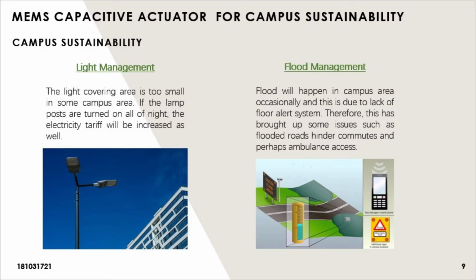In terms of light management, some areas might not have enough light source during nighttime, and this will endanger the safety of students. Moreover, if the light poles are meant to be turned on at night for hours, this will also cause high cost in electricity tariff. In flood management, some areas experience flooding after heavy rain, and these problems disrupt normal daily activities on the road.